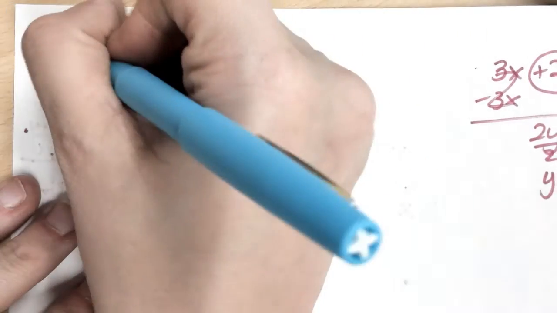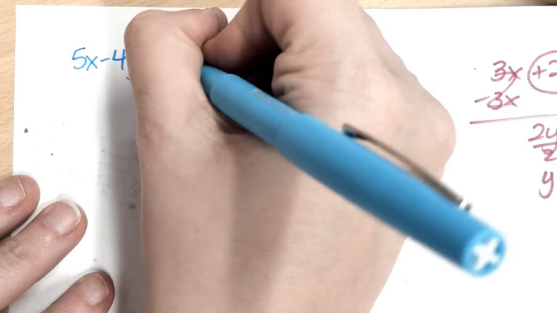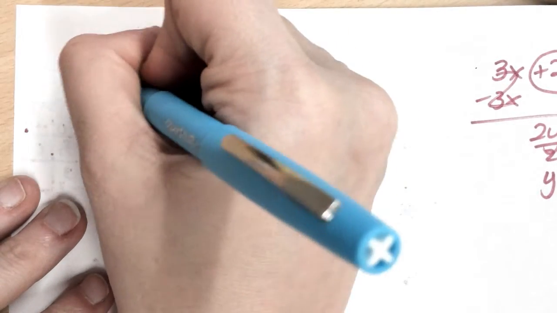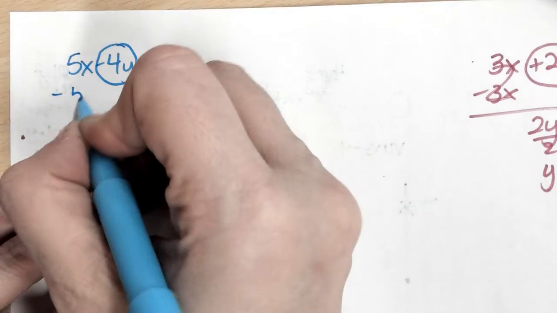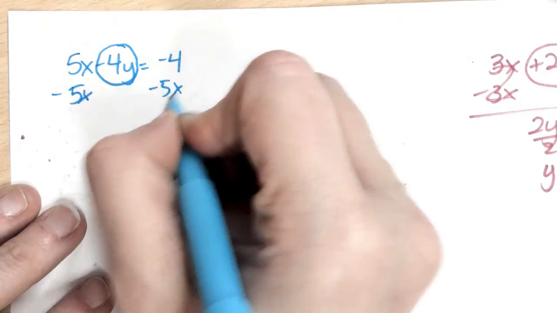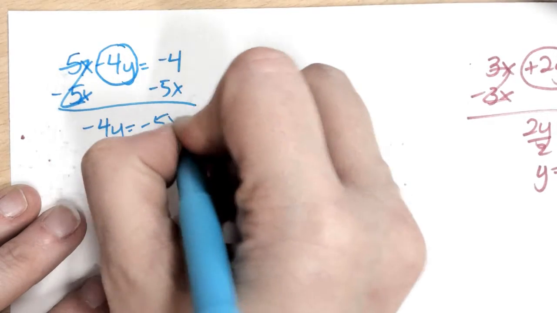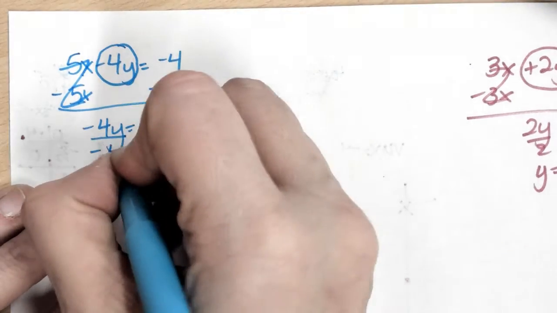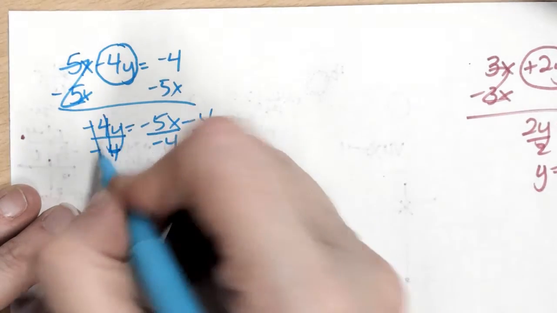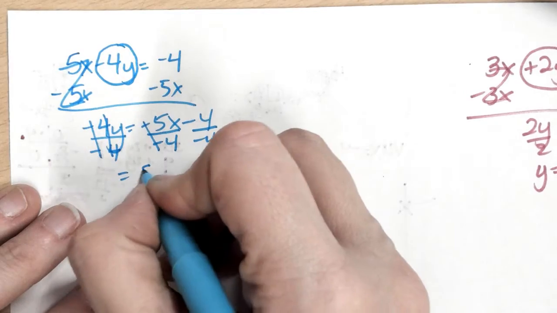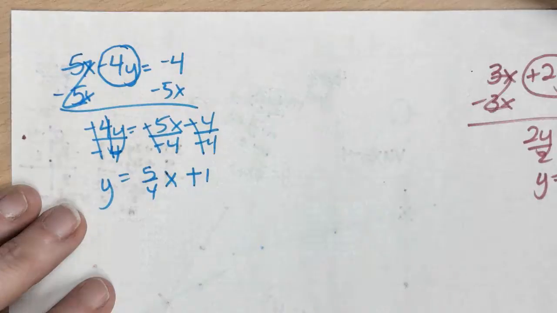Okay, so I have 5x minus 4y equals negative 4. Remember, I want to get the y term by itself. And remember, that negative is part of the y term. So I'm going to subtract 5x from both sides. I have negative 4y equals negative 5x minus 4. I divide everything by negative 4 because I want y by itself. I get y equals 5/4 x plus 1.